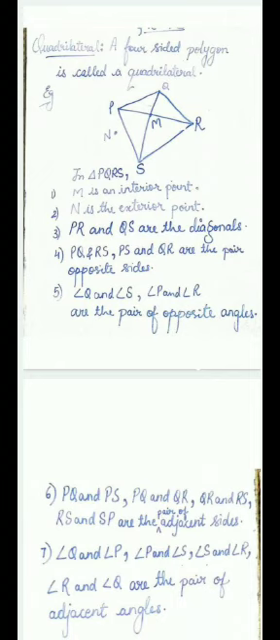According to your point 7, I have written angle P and angle Q. This is a pair of adjacent angles. Similarly, angle P and angle S is the other pair of adjacent angles. Then angle S and angle R is the other pair of adjacent angles. And finally, angle R and angle Q is the other pair of adjacent angles.